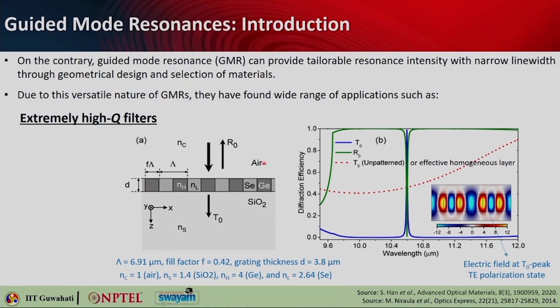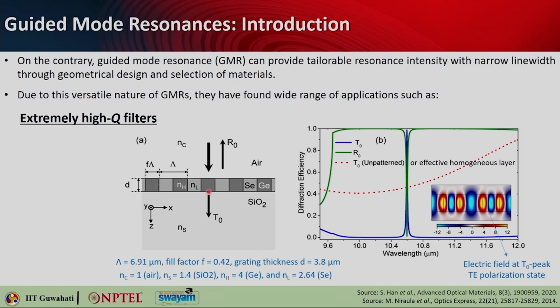So, this is how a GMR typically looks. There is a grating and then there is a waveguide below this. As you can see, there is light incident, some part is getting reflected and the remaining is getting transmitted. Here this is air, so you can take the refractive index to be 1, this is silica, so it is 1.4. We are considering the lattice period, that is the grating period, to be 6.91.